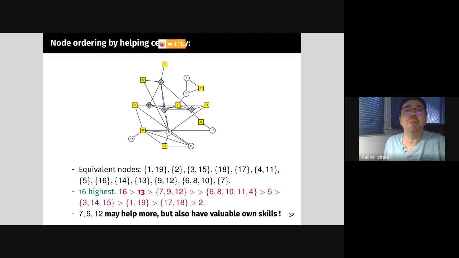Finally, this is helping centrality, and this is where it's somewhat interesting. If you subtract how much a node can bring to a coalition by joining it from how much the neighbors of a node can bring, then the most helping node is node 16, which on its own doesn't know anything, has no skills, but knows tons of people with skills.